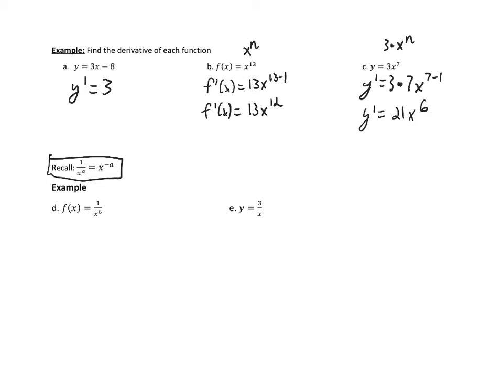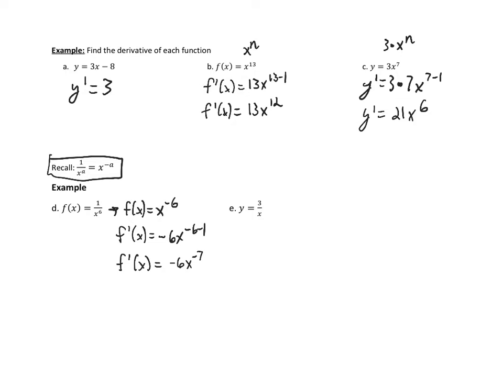So if you look at D, this is f of x equals 1 over x to the 6th. I'm going to first rewrite that as f of x equals x to the negative 6. What that does is it allows me to apply the power rule. So now f prime of x equals, we drop that negative 6 down, this would be negative 6x to the negative 6 minus 1. So f prime of x equals negative 6x to the negative 7.